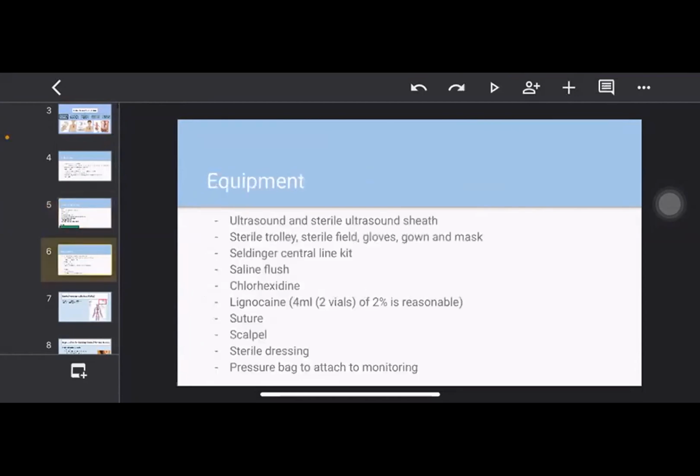thrombophlebitis. Next is the equipment for this procedure. First we need ultrasound and a sterile ultrasound sheath, the sterile trolley, gloves, gown, and mask for the doctor and nurses, a Seldinger central line kit, saline flush, chlorhexidine as the antibacterial solution, lidocaine, sutures, and a pressure bag to attach for the monitoring of CVP.